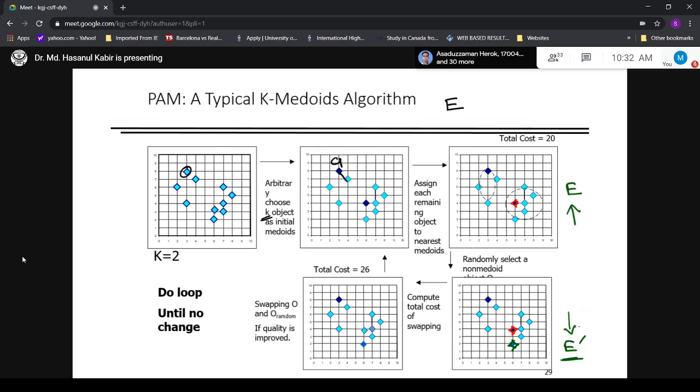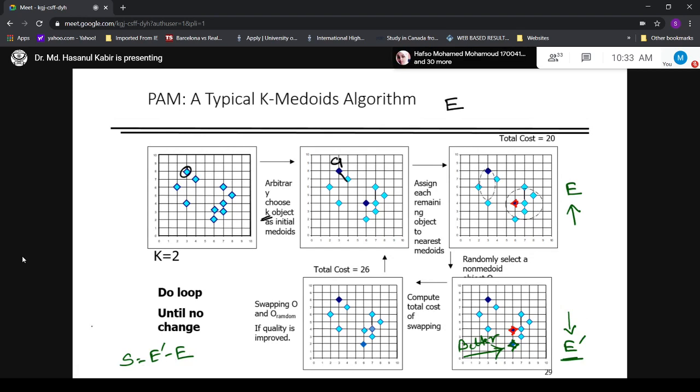So if we compute a function, let's say S equal to E dash minus E, and E dash is smaller than E, that means instead of the red one, the green one is better to be picked as the cluster center, yes or no? Here E dash is after swapping the cluster center, and E is the previous assignment.